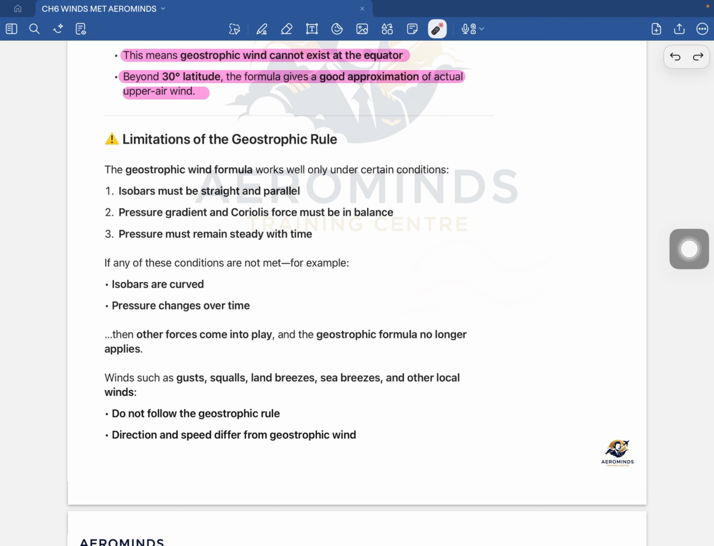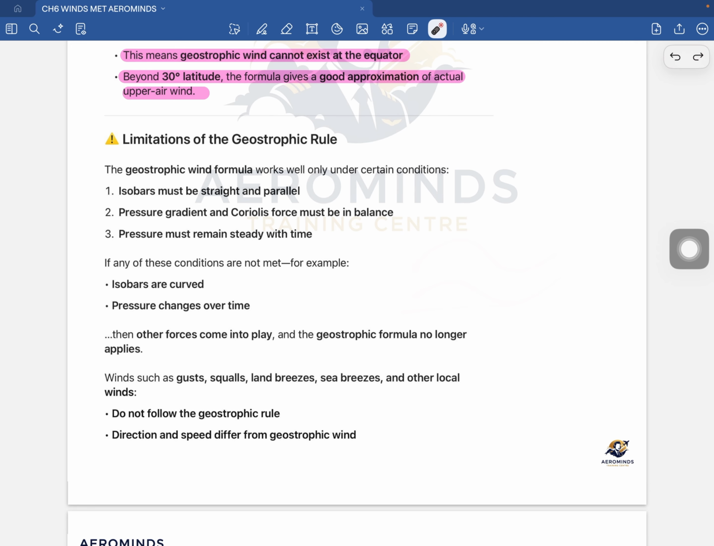Now, if you think about a real atmosphere, is the real atmosphere always this perfect? So the answer will be no if you ask yourself. Very often the isobars are curved, very often the pressure changes with time, and very often the weather systems are developing, intensifying, weakening. What all happens, you guys must know. Now, so whenever these conditions are not satisfied, the geostrophic rule will no longer apply.